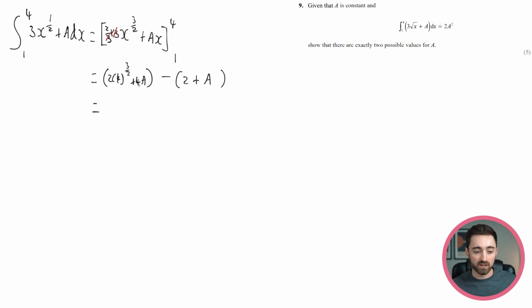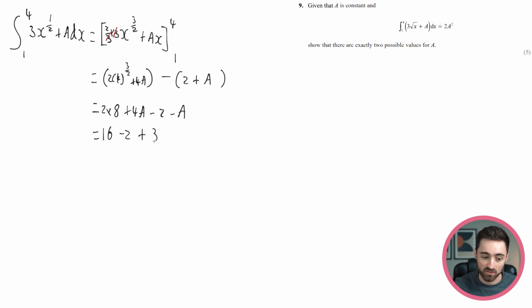Okay, so what's this going to be? Now 4 to the 3/2, you can just put this in your calculator, but basically what you would do is 4 to the half first. So that is 2, and then that would be 2 cubed. So this is actually going to be 8 here. And then plus 4a minus 2 minus a. So 2 times 8 is 16 minus the 2. And then plus 4a minus a is plus 3a. So what do I have? I have 14 plus 3a.